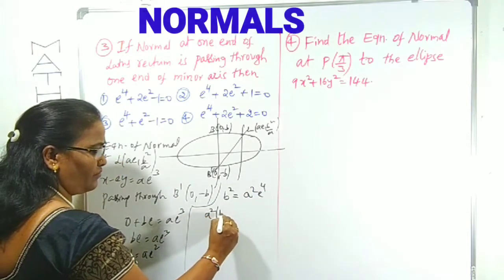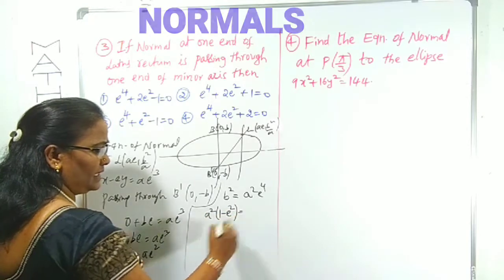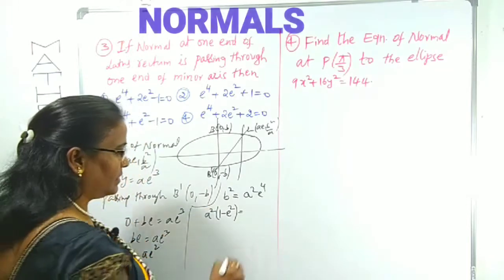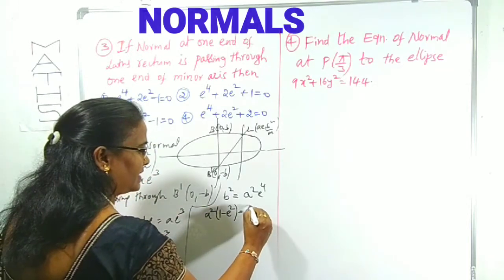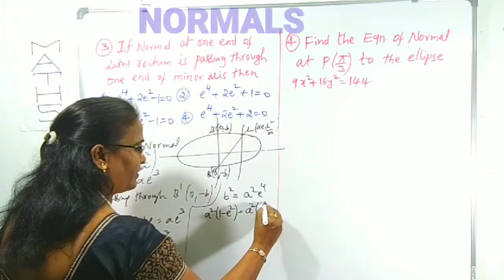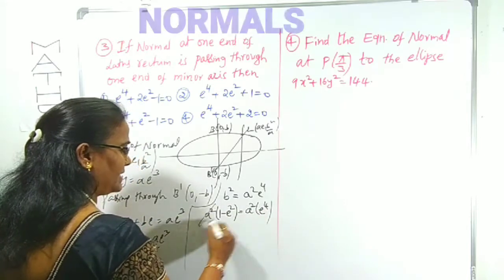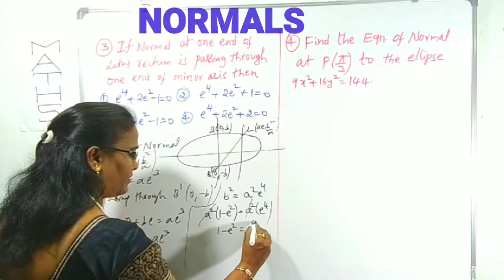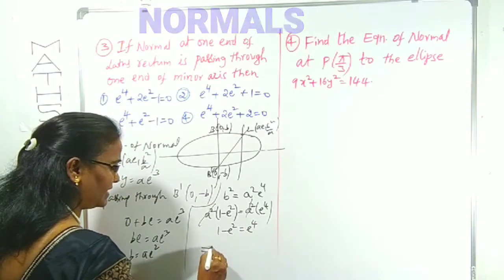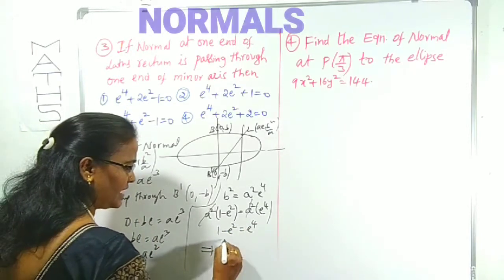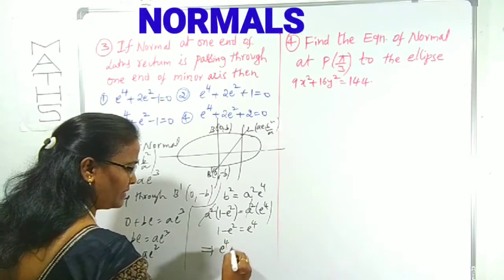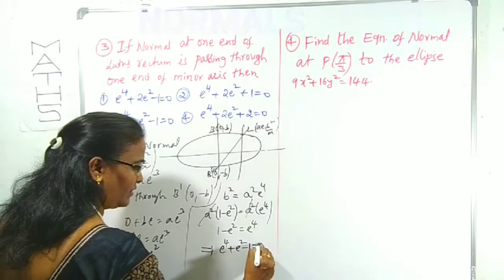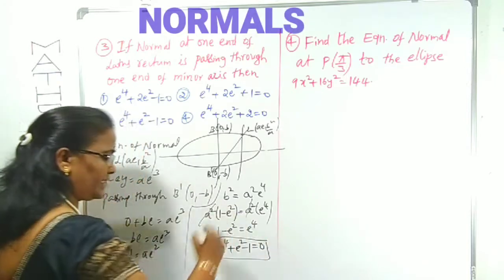b square you can write as a square of 1 minus e square in the standard form of the ellipse where a is greater than b. On the right side, a square into e power 4. Throughout, a square cancels, and what will be left over? 1 minus e square is equal to e power 4. This we can rewrite as e power 4 plus e square minus 1 equals 0. This is the condition we got.